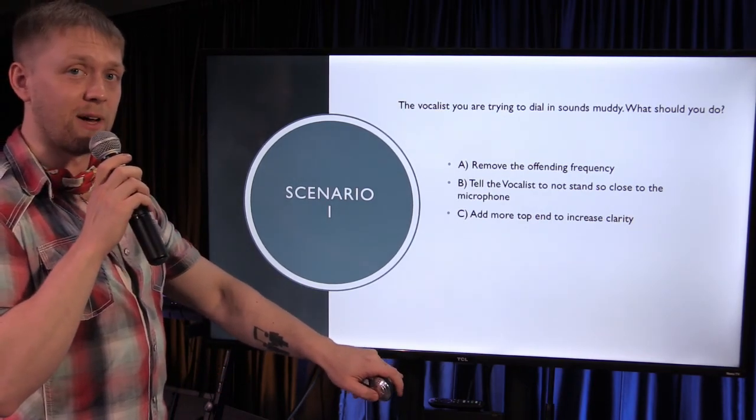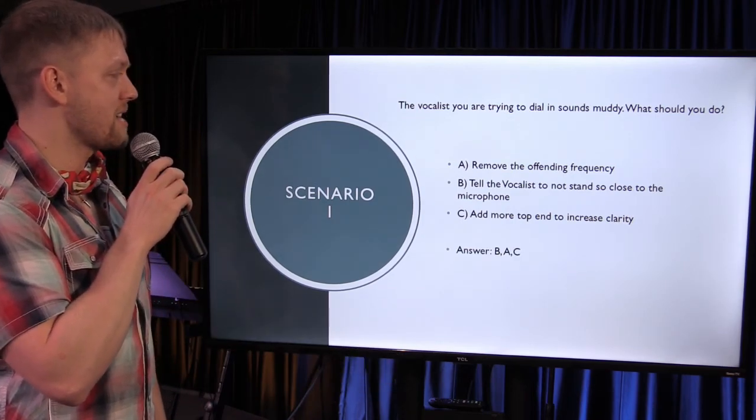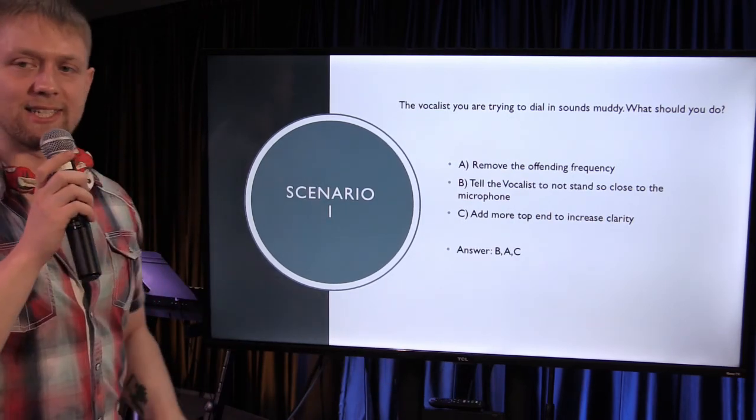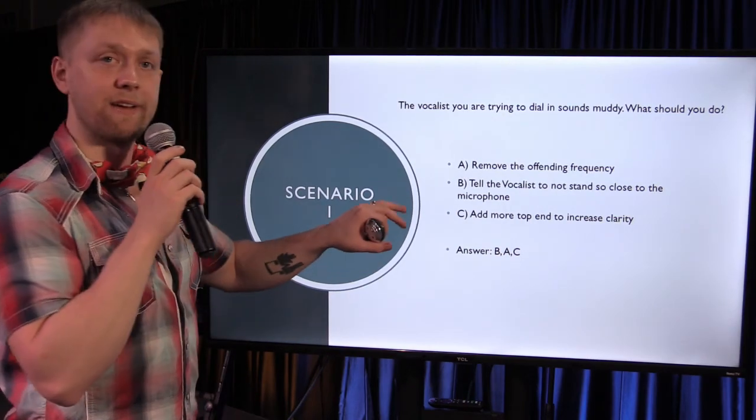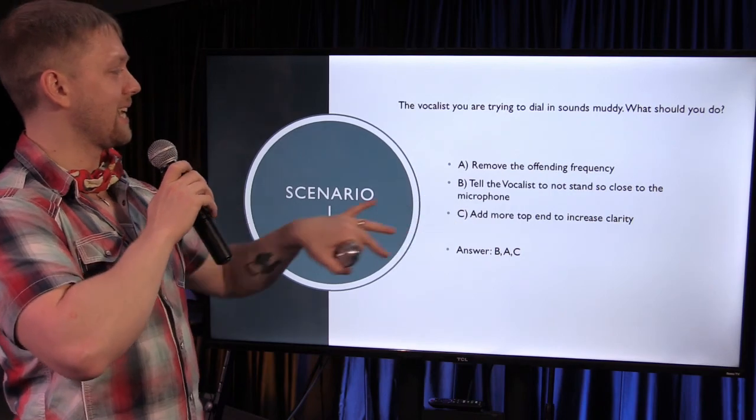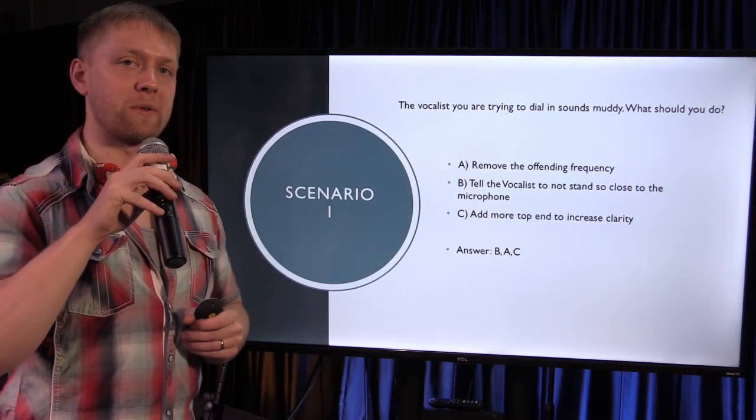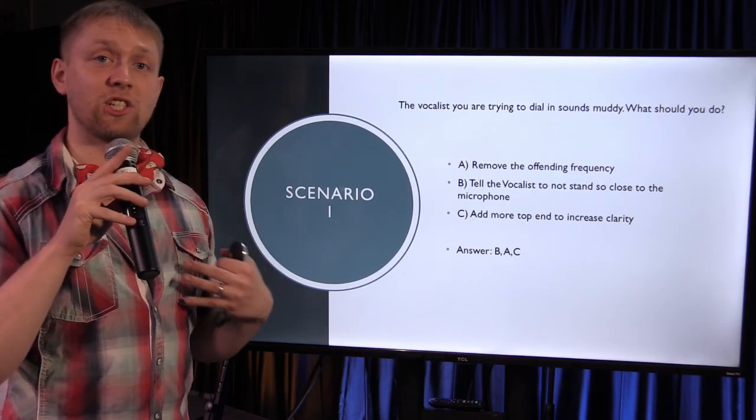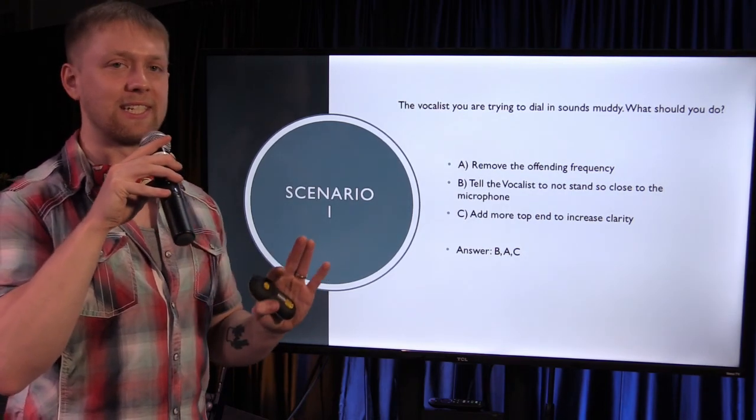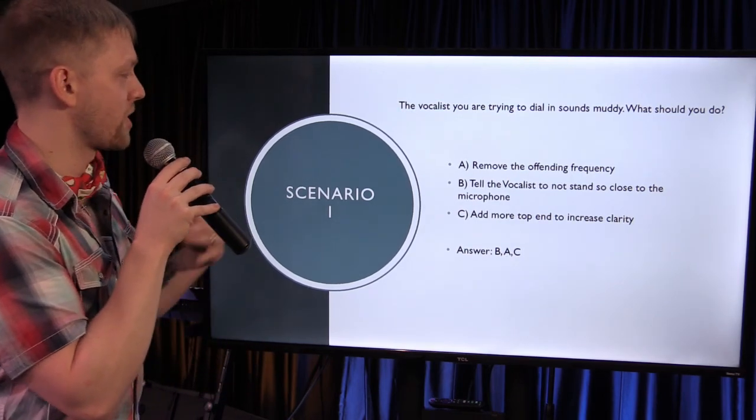Now that you've unpaused the video, the answers are B, A, then C, right? Sticking with that original principle, we said fix it at the source first, right? So having the vocalist not stand so close to the microphone will get rid of some of the low-end frequency bunch. It's called the proximity effect. I'm not going to go into detail about it, but if you look it up online, you'll find the answer pretty quickly.